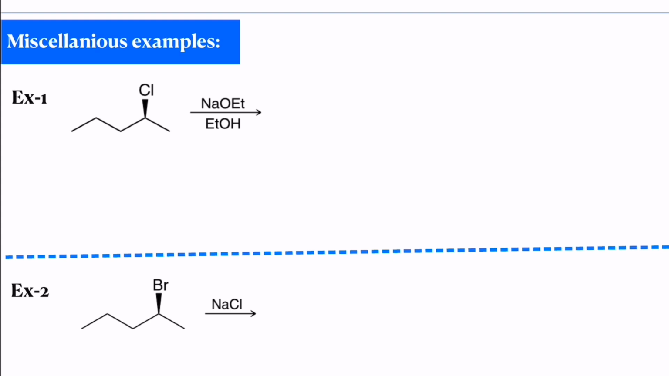The first example is a secondary alkyl halide, NaOEt. I already told you, hydroxide and alkoxide, even though SN2 and E2 are possible, elimination is the major product. Since it is not a bulky base, the Zaitsev product will be produced. So this is the major product, trans-2-pentene.